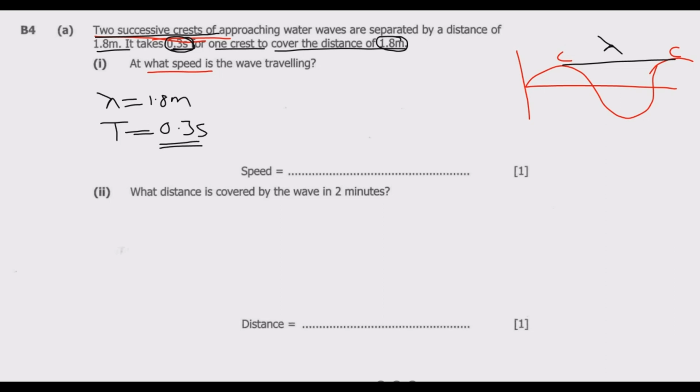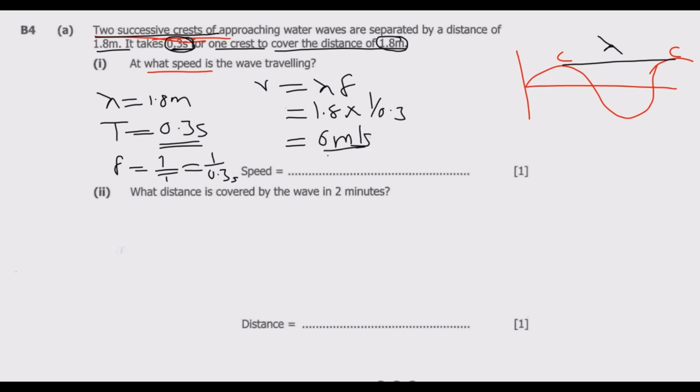If we know the period and the wavelength, we can easily find the speed of the wave. There are two ways we can do this. First we find the frequency. The frequency is 1 over the period, so 1 over 0.3 seconds. Then velocity, which is the speed, is given by wavelength multiplied by frequency. So it will be 1.8 multiplied by 1 over 0.3, which is equal to 6 meters per second.